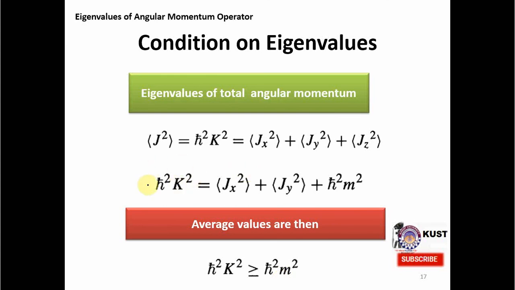So we know that this ħk² is equal to this full thing. So it means that there is something which is added to ħ²m. So this must be greater than ħ², because there is some addition coming from this part. Therefore this ħK² must be greater than ħm². So these are the conditions we have just constructed, just developed from the definition of J².